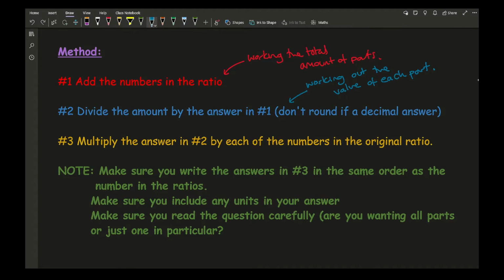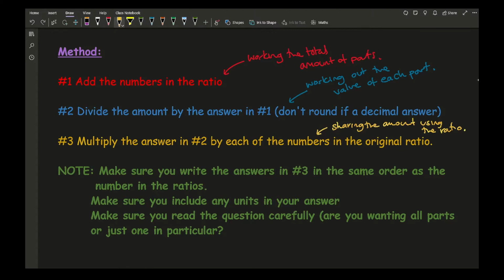And then the final step is to multiply the answer in step 2 by each of the numbers in the original ratio. So what we're doing here is basically sharing the amount using the ratio. The key thing to note with regards to these steps is that you make sure you write your answers in step 3 in the same order as the numbers in the ratio.